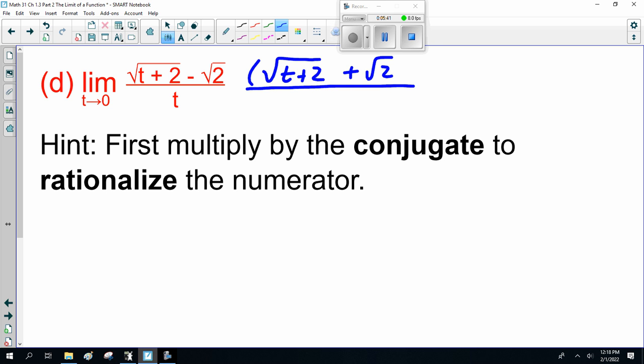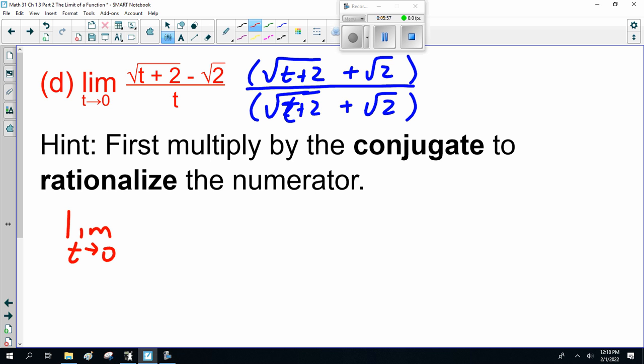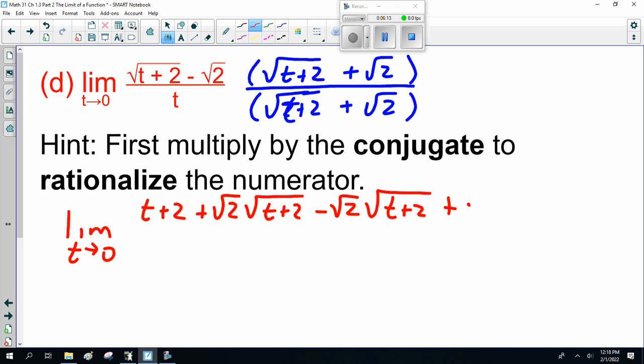Now, you'll see that this will be a common trick. t plus 2. Now, why are we doing that? Well, because I'm evil and I smell funny, but when I FOIL this out, my numerator becomes t plus 2 plus square root of 2 square root of t plus 2 minus square root of 2 square root of t plus 2 minus square root of 2 squared. Oh, sorry. I should have shown you the square root of t squared. Sorry.